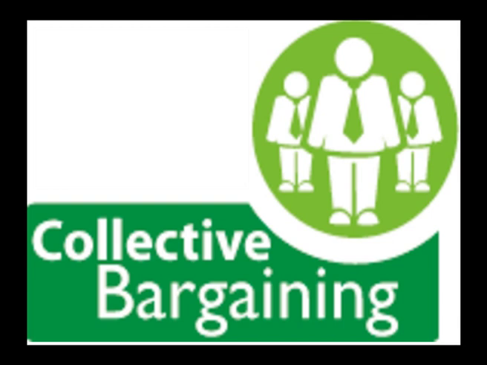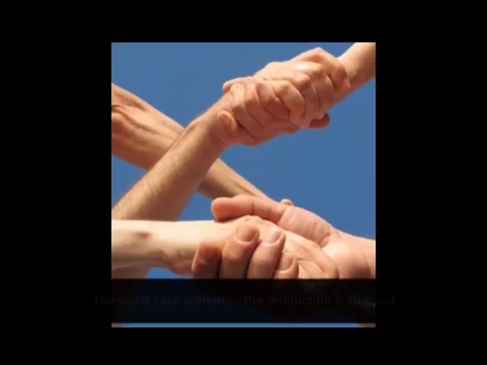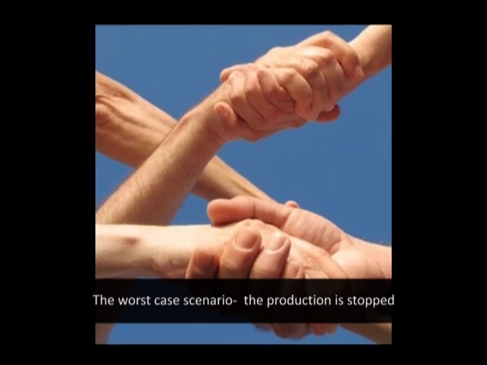Today, we are going to discuss reconciliation, collective bargaining, and adjudication in industrial relations. All the three are techniques for solving disputes in industrial relations between management and labor. As we all know, sometimes the expectations of management and labor regarding various issues do not match and industrial relations break down. In the worst case scenario, there is a shutdown or strike and production is stopped.